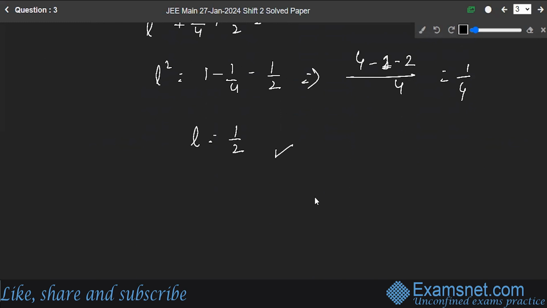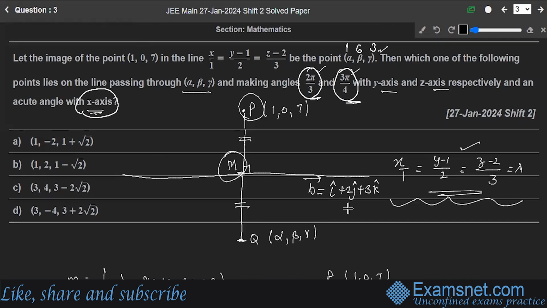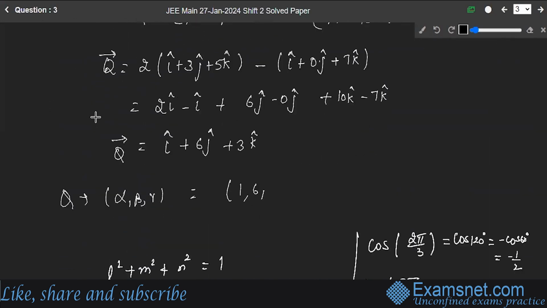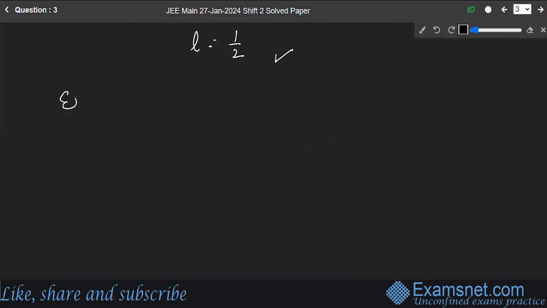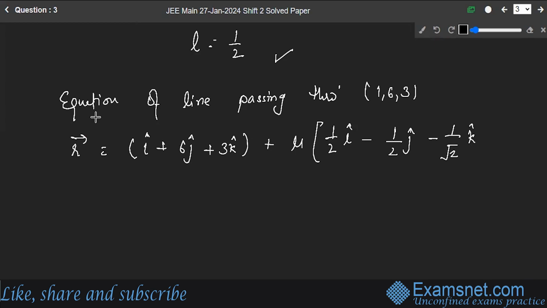Okay. Now, what you had to find out was which of the following points lies on this. For that, let's find out the equation. The equation of the line passing through 1, 6, 3 will be given by r is equal to i plus 6j plus 3k plus mu times 1 by 2 i cap minus 1 by 2 j cap minus 1 by root 2 k cap.